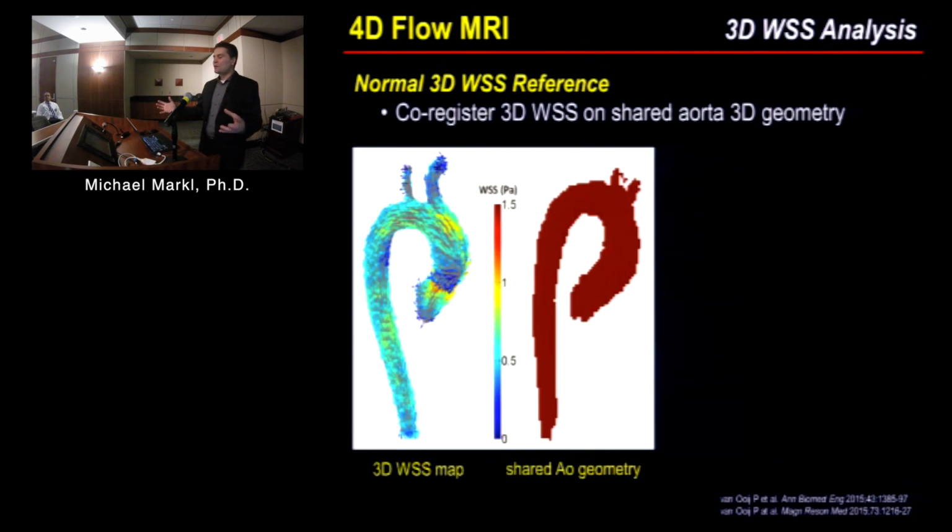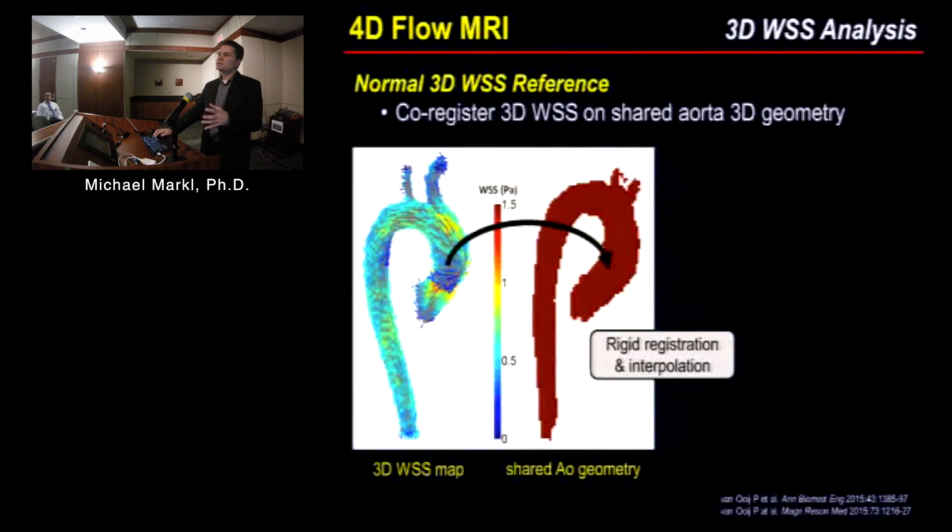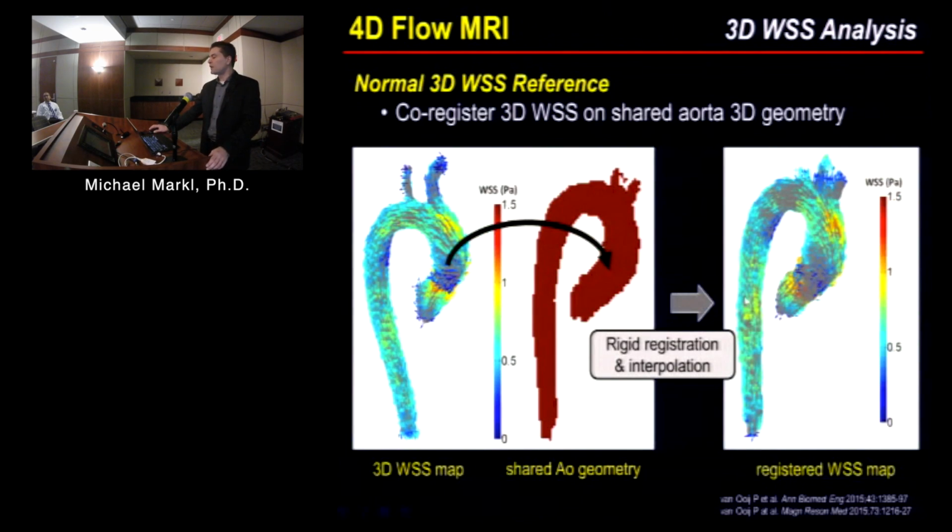In order to do that, however, you need to map one aorta onto the other, and that's exactly what we did. So we can calculate these wall shear stress maps. We did this in a series of healthy controls, and we found the most common aortic geometry in those controls by registering the aortas onto each other. And we can then interpolate the shear stress in the individual volunteer or control on the shared geometry, and then get a registered wall shear stress map onto a geometry that's common to all people.